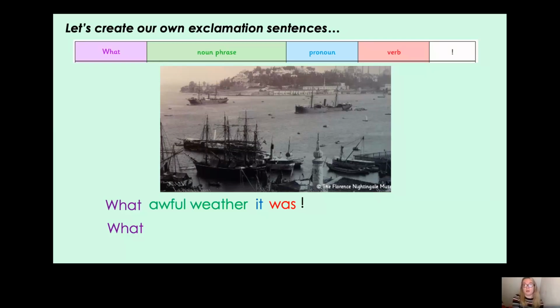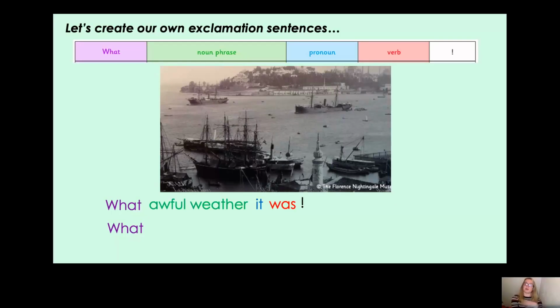Now, I would like you to have a go at creating an exclamation sentence beginning with what to describe the journey. Now remember, the journey took 2 weeks, didn't it? So what could we use as our noun phrase? Remember, journey will be our noun, but you just need an adjective for it. Pause the video now and have a go. Okay, Year 2, so let's see what I came up with and see if it's similar to what you had.